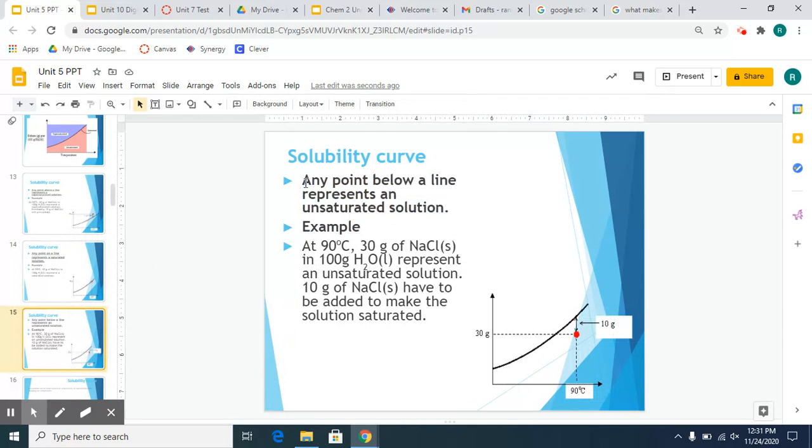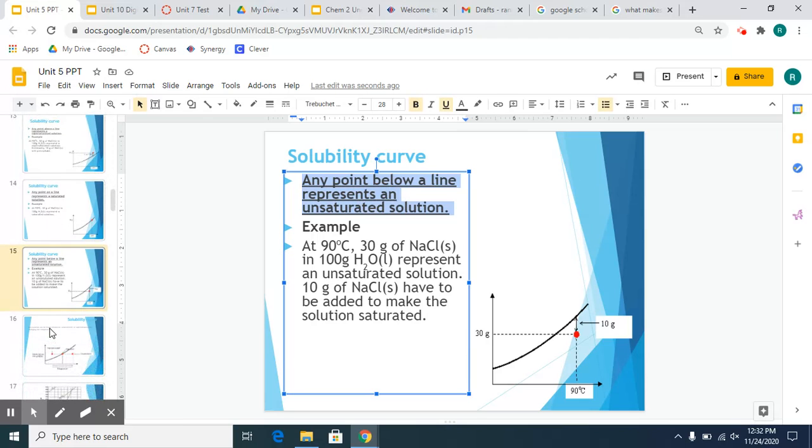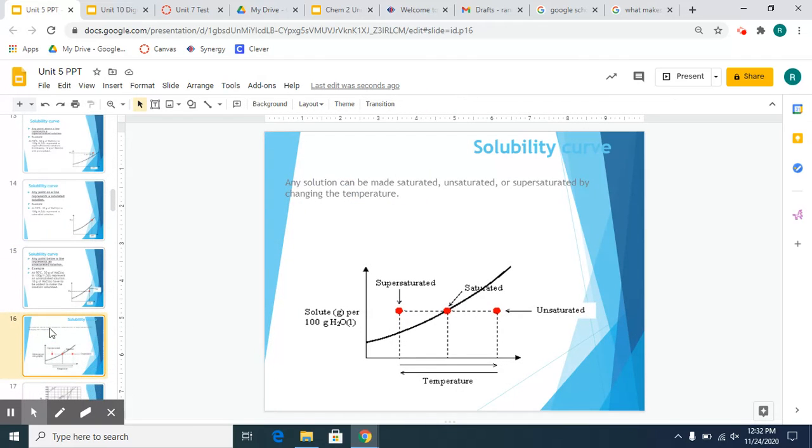And then any point below the line represents an unsaturated solution. So here we have 30 grams, 90 degrees Celsius. That is under the line, so that would be an unsaturated solution. Any solution can be made saturated, unsaturated, or supersaturated by changing the temperature.